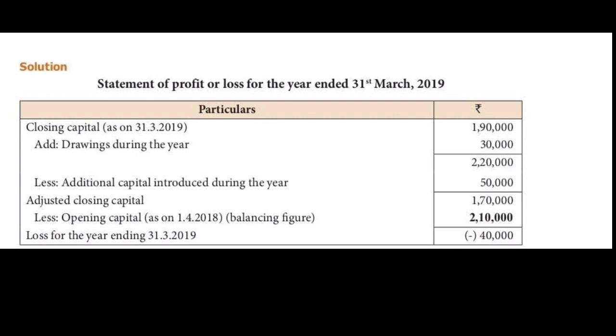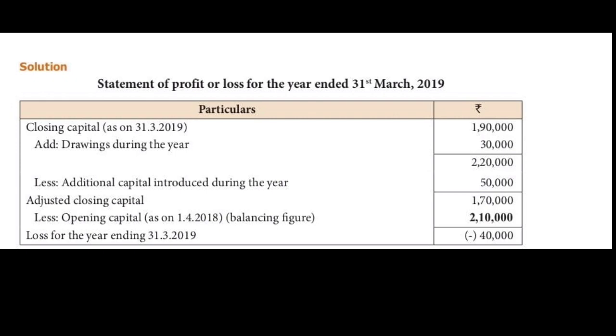So now in this sum we have loss for the year ended. So you write loss for the year ending 31/3/2019. Loss will be mentioned with the sign minus. So what you do? Write minus 40,000. Now see, below you have minus 40,000 and above you have 1,70,000 and the sign used between these two is less, that is minus sign. We know that when you have the same signs, what will you do? Add the value and write here.